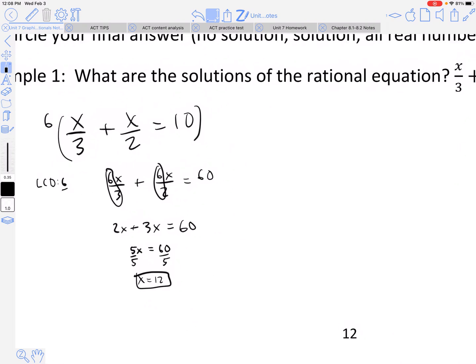There were no excluded values, so I know that this is a solution, but I am going to show you that we will want to check just in case. So 12 divided by 3 is 4, and 12 divided by 2 is 6. 4 plus 6 does equal 10, so it checks out. So yes, this is a solution.